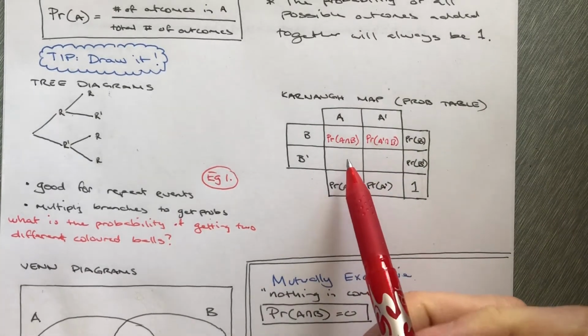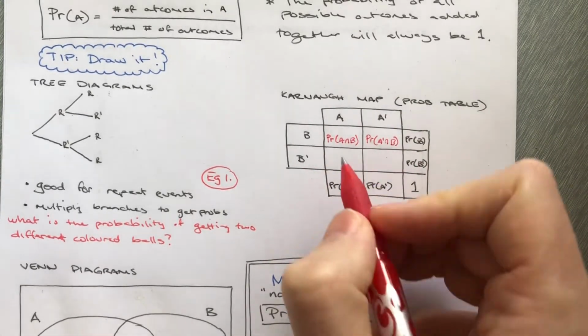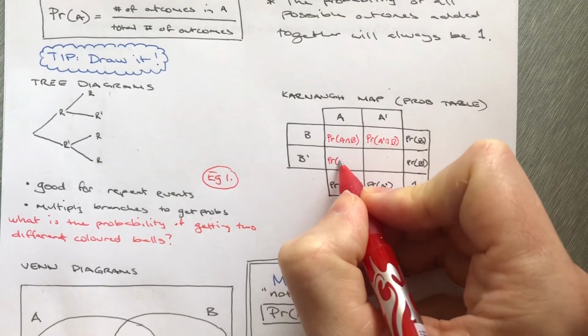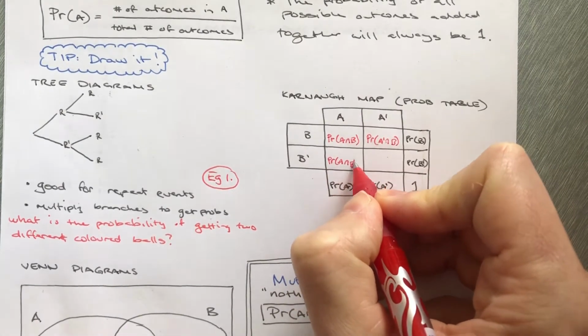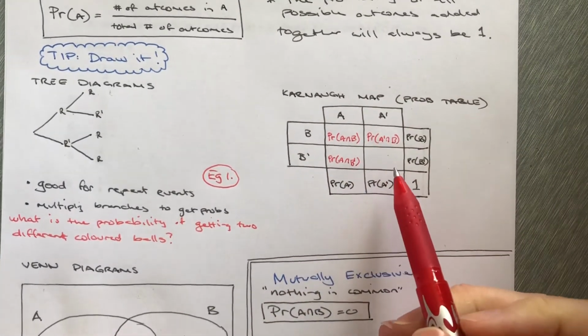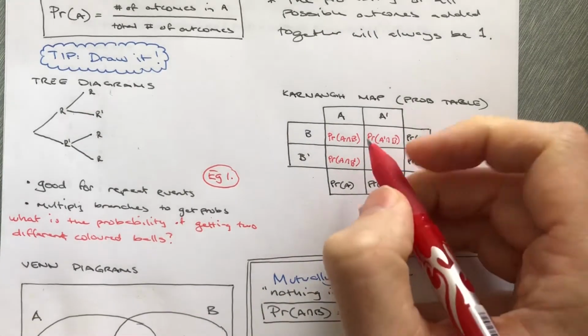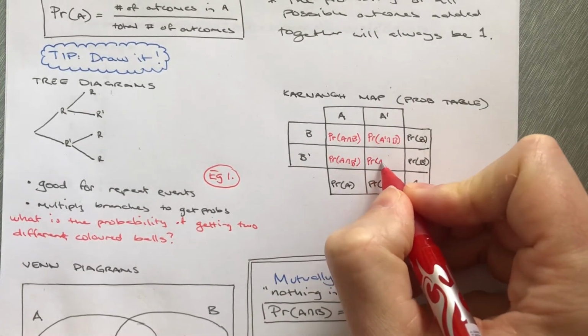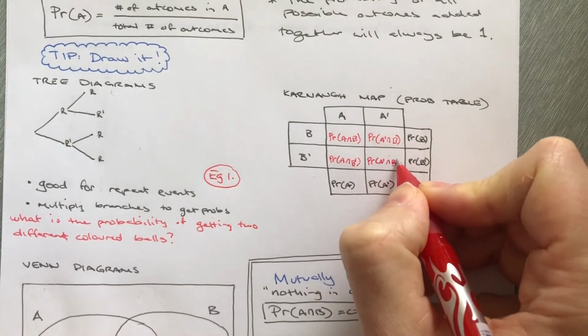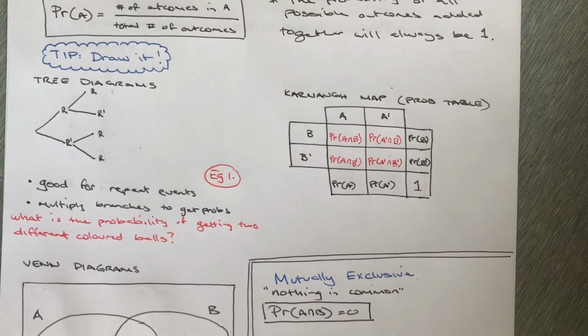Then over here, we've got A and not B lining up. So this would be the probability of A and not B. And then finally here, we've got not A and not B lining up. So this would be the probability of not A and not B.